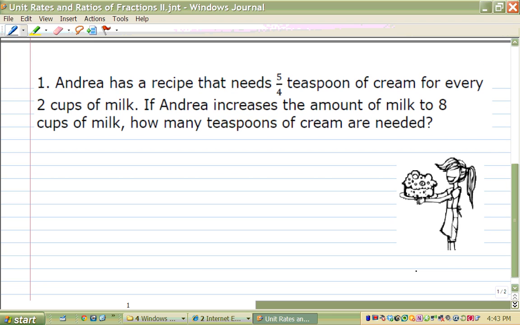Andrea has a recipe that needs 5/4 teaspoon of cream for every 2 cups of milk. If Andrea increases the amount of milk to 8 cups of milk, how many teaspoons of cream are needed? Now, oh no, there's a problem here with Andrea. She has no face. Let me fix.